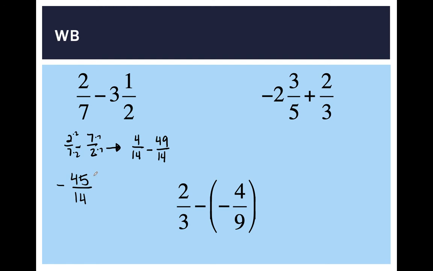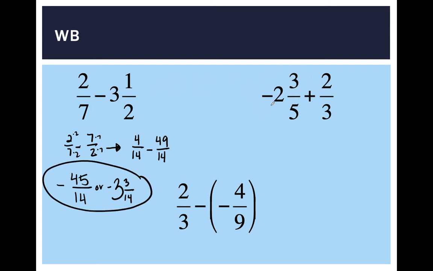If you want to convert this to a mixed number, you can. 14 goes into 45 3 times without going over. 3 times 14 is 42, so that leaves 3 out of 14 left.